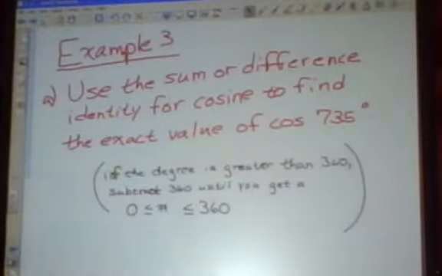Okay, now we're on example 3. This one says, we're going to pretty much pull things together here. We're going to use the sum and difference identity for cosine to find the exact value of cosine 735.